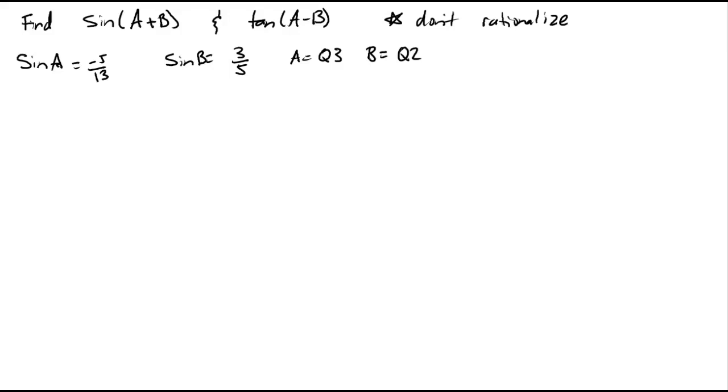Okay, so the first thing I'm going to do is start with what I know. Well, I know that sine of A plus B is sine of A cosine of B plus cosine of A sine of B. All right, so I know sine of A, so that's negative 5 over 13. I don't know cosine of B, so I'll leave that blank for just a moment.